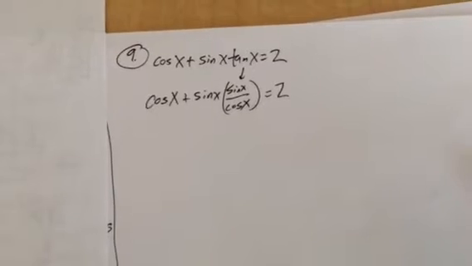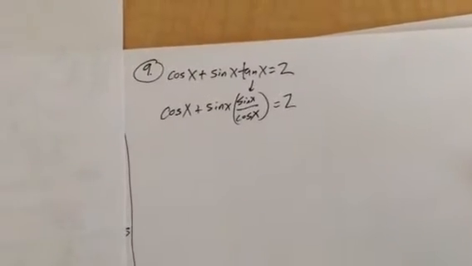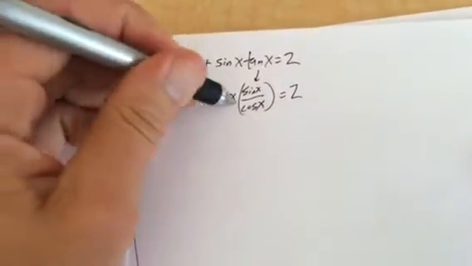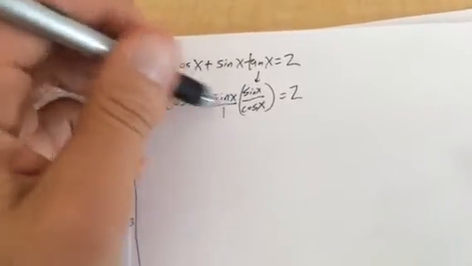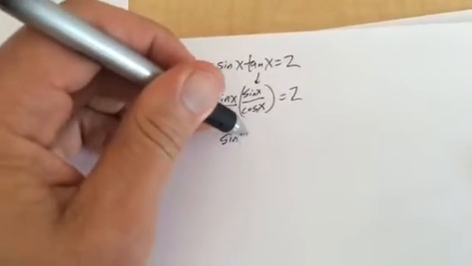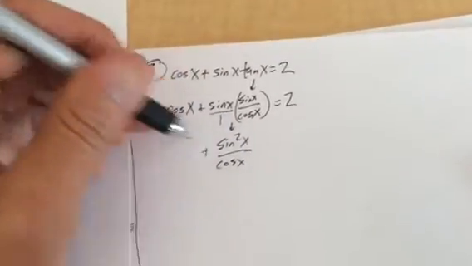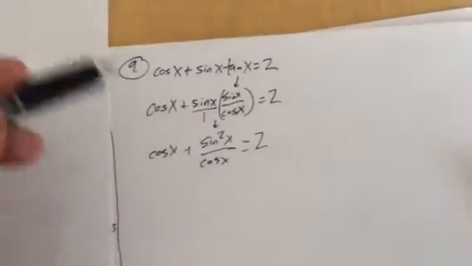functions in there. So now what I'm going to do is maybe combine some like terms and see where this thing goes. So this is sine, like sine over 1. If I multiply these fractions together, it's going to be sine squared x over cosine x. So this became, I have this cosine x, and I have that equal to 2.